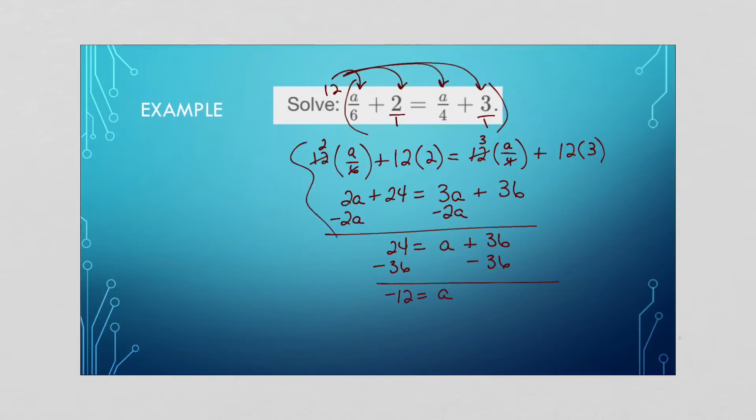And so now to check your work, I'm going to put negative 12 everywhere I see a in my original problem. So I've got negative 12 over 6 plus 2. Does that equal negative 12 over 4 plus 3? And I get 0 on the left and 0 on the right. So yep, that works.